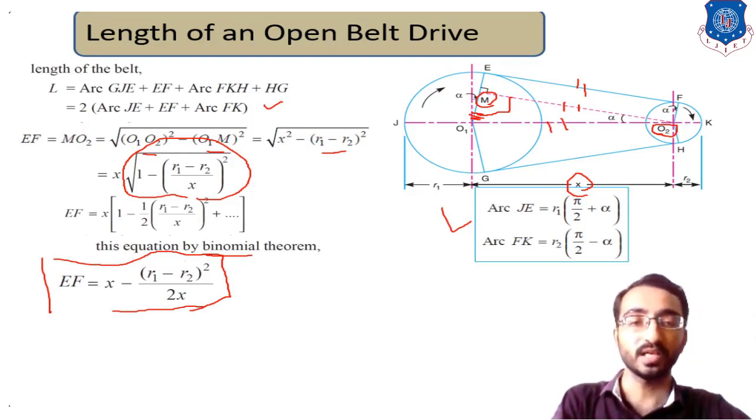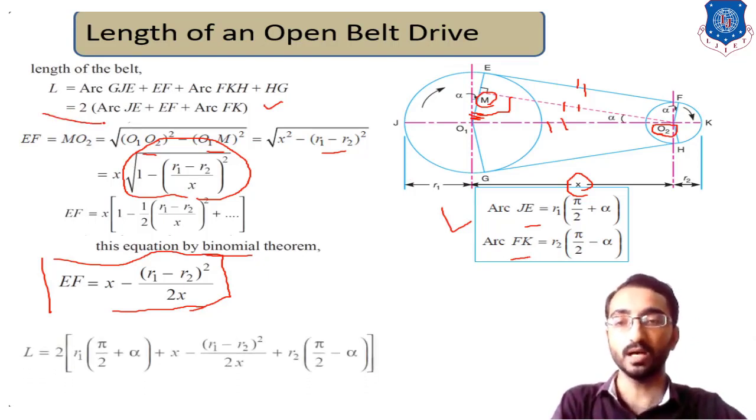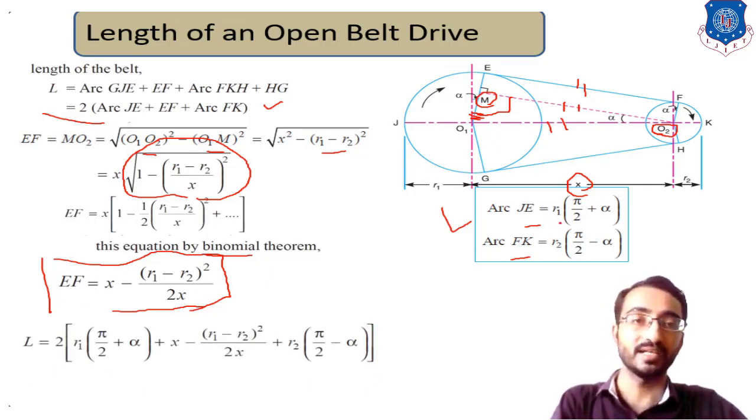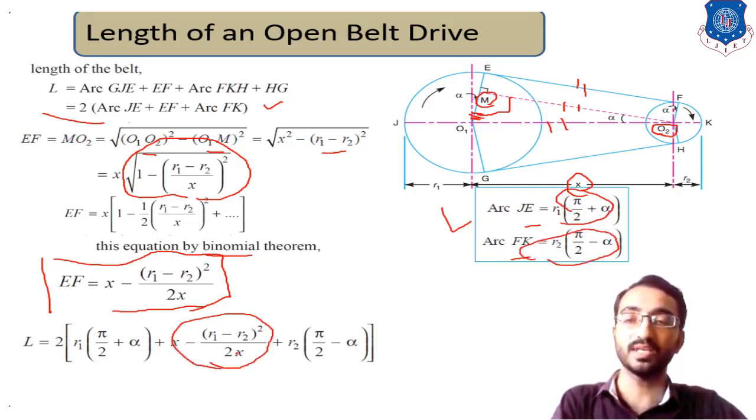Okay, so now we can put these terms EF, arc JE and arc FK in our final equation of length and we can derive this equation. So putting this value in the equation of length, we can say 2 times your first arc JE, that is this term, and arc FK is your second term, and the intermediate term is your EF. Okay, so we can achieve this equation.